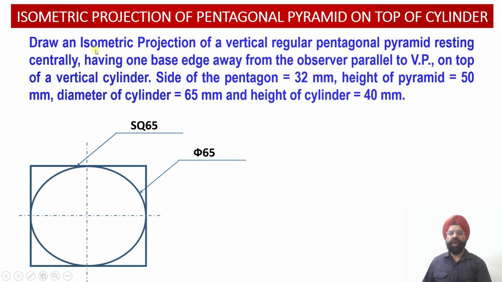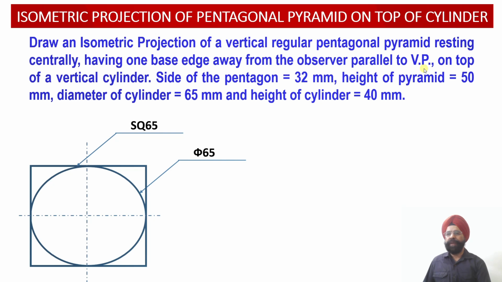We are required to draw the isometric projections of the vertical regular pentagonal pyramid which is resting centrally and is having one of its base edges away from the observer. So this thing is very important. One of the base edges of this particular pentagonal pyramid is lying away from the observer and parallel to the vertical plane. So we will see how we can go about locating this edge away from the observer and parallel to the vertical plane.